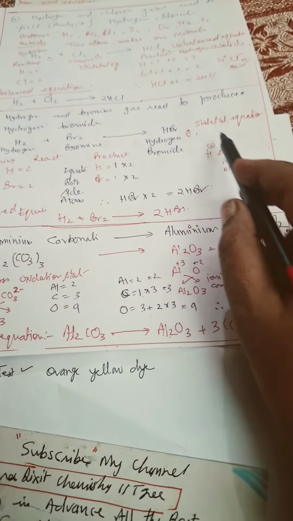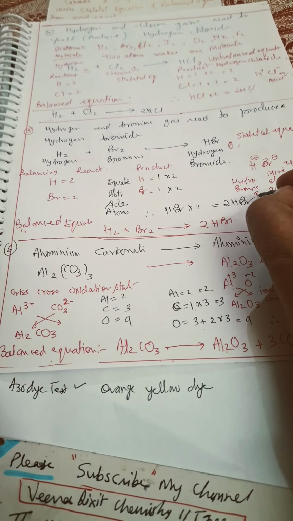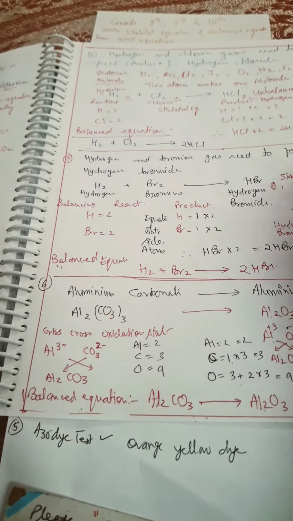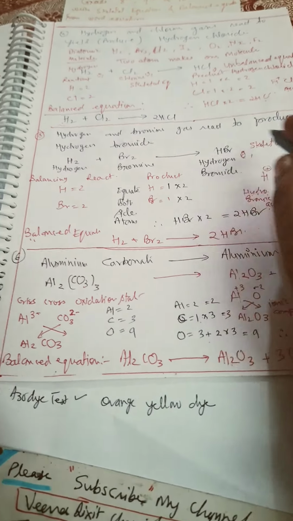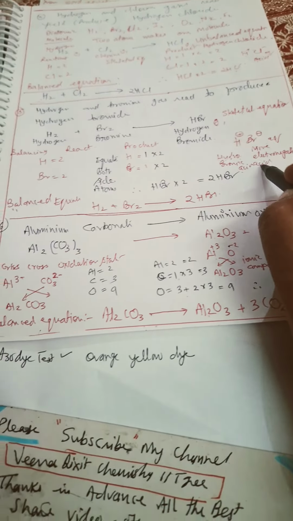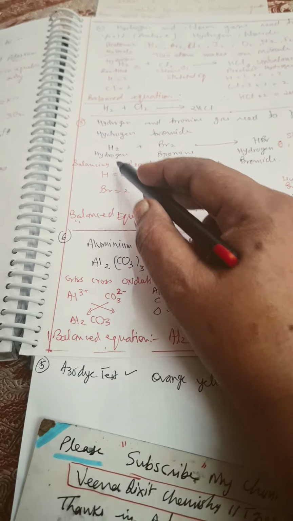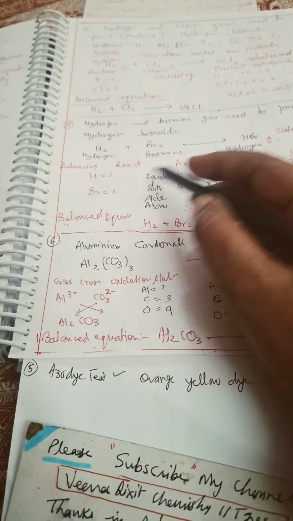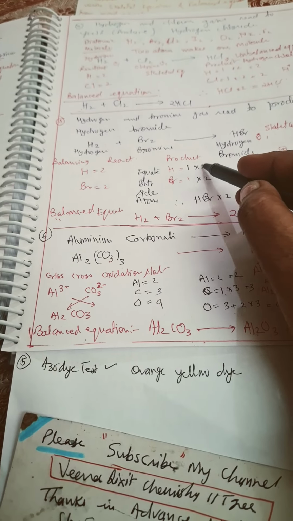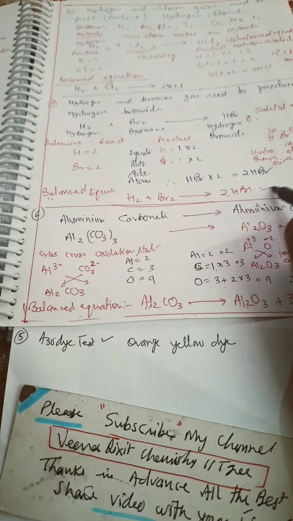Hydrobromic acid. Clear to you? What is the difference between them? When we are not pouring water, it will be a gas. When this gas is passed through water, it will convert into hydrobromic acid. Now H is 2, Br is 2 on the reactant side. Here H and Br are 1, 1. So multiply this by 2. So this is the balanced equation.